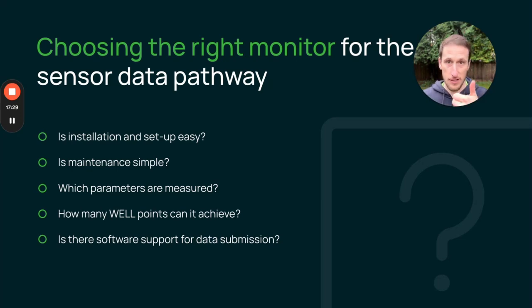Is maintenance easy? That could be things like changing batteries and how long the battery life on a device lasts. That could be keeping sensors calibrated or maintained. In case there's ever a failure with the device, how is that maintained?